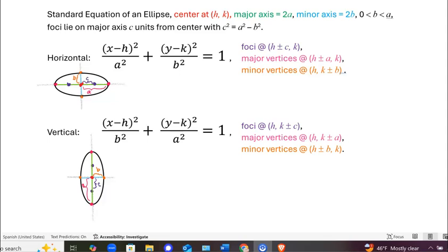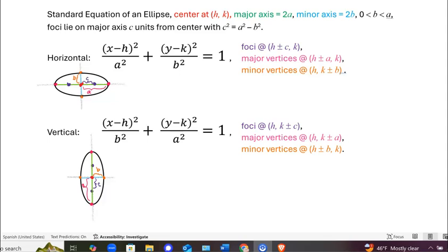As we learned in class, the standard equation of an ellipse has its center at (h, k). (h, k) could be the origin, (0, 0), or it could be anything off the origin. The ellipse has a major axis of twice the distance between the center and a major vertex, and a minor axis, which is twice the distance between the center and a minor vertex. The major axis is always going to be the longer one on the ellipse.